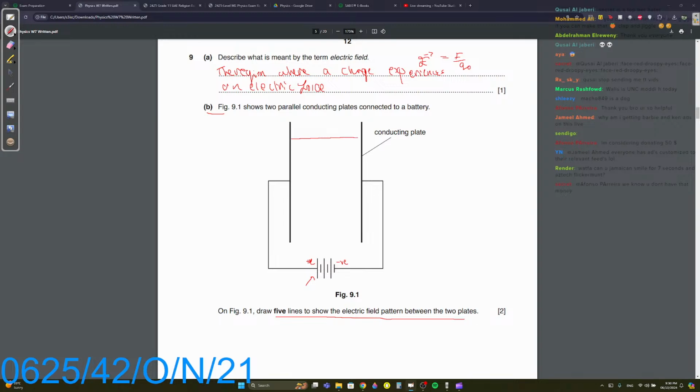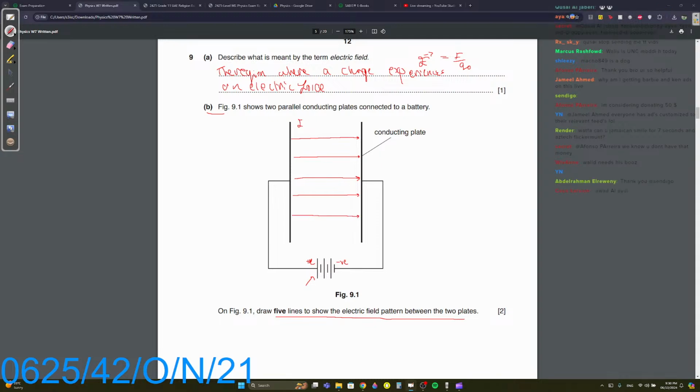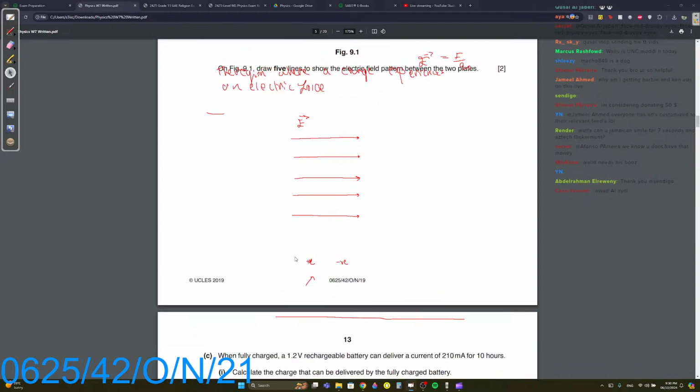Okay, 1, 2, make sure it's long, huh? 3, 4, 5. And then you can put a nice E over here. Okay? 5. Let's see the marking scheme for the drawing.